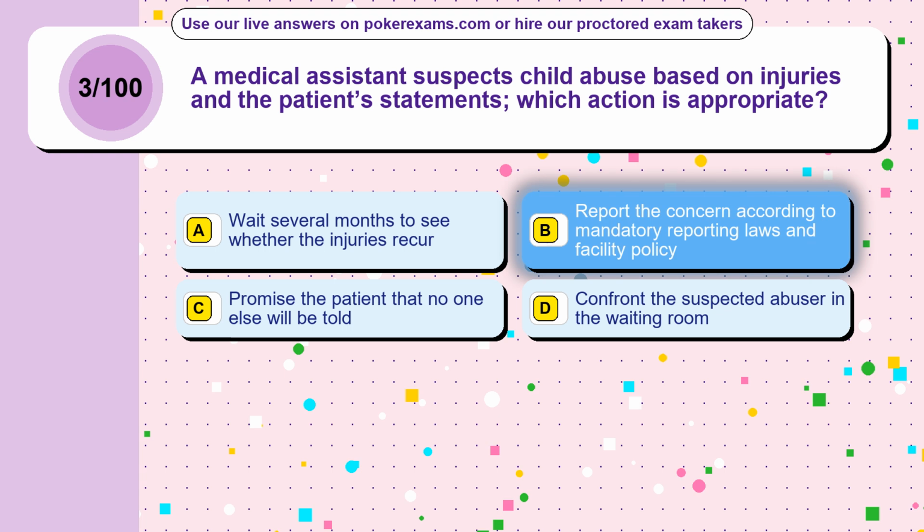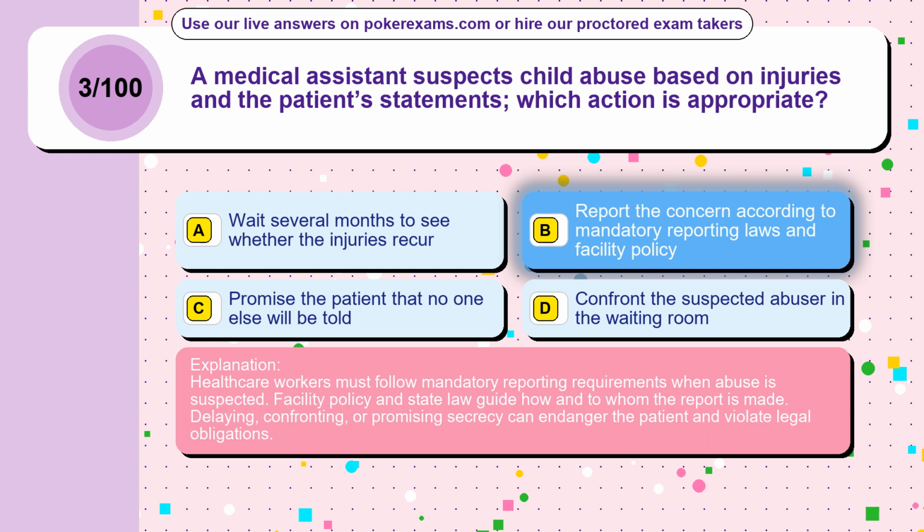The correct answer is option B, report the concern according to mandatory reporting laws and facility policy. Healthcare workers must follow mandatory reporting requirements when abuse is suspected. Facility policy and state law guide how and to whom the report is made. Delaying, confronting, or promising secrecy can endanger the patient and violate legal obligations.